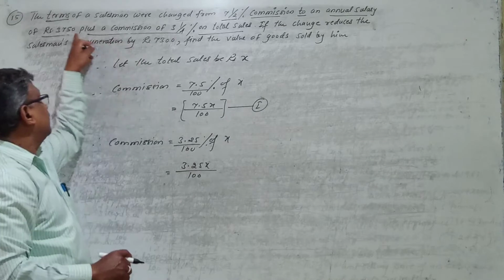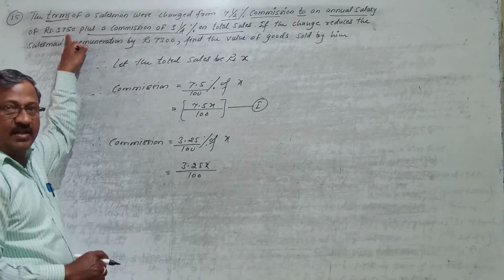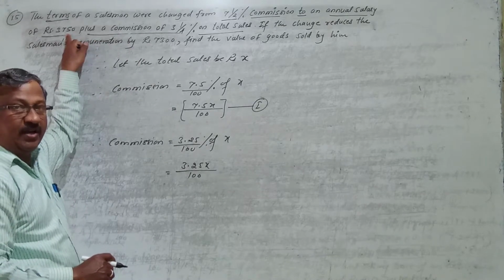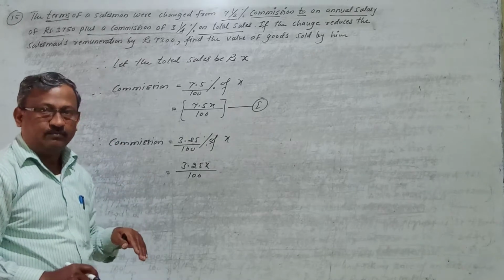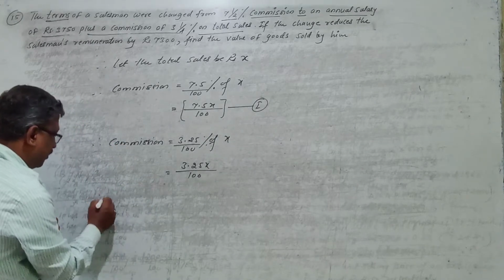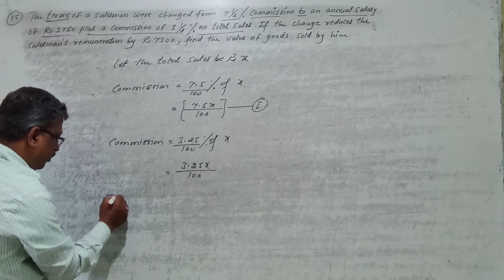Plus what is he getting? Salary also. How much salary is he getting? 3,750 yearly. So you have to find what must be the present total income. So calculate the total income now.